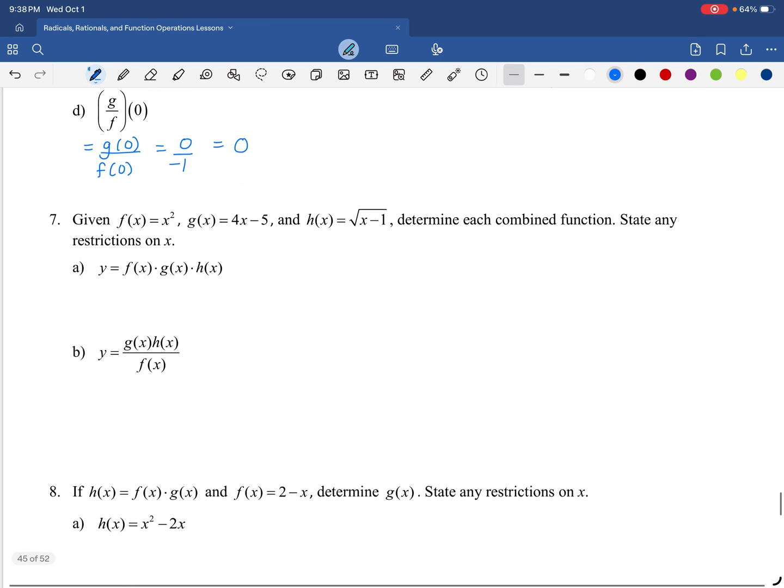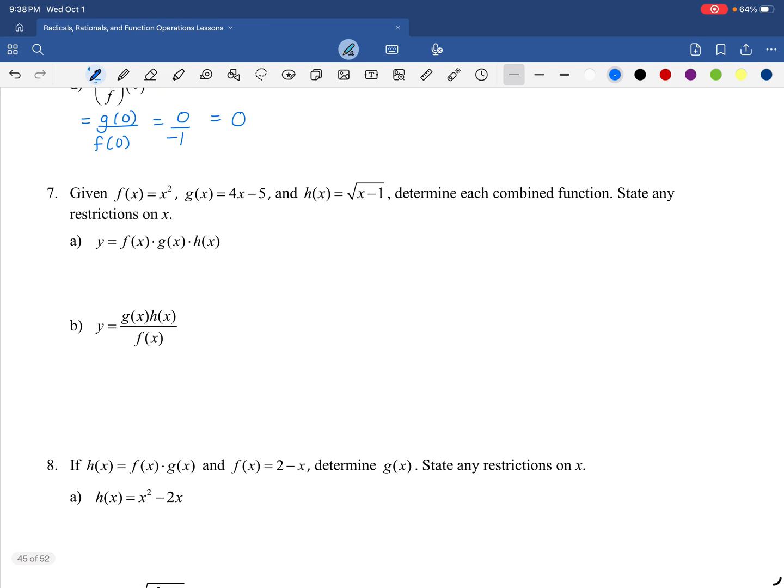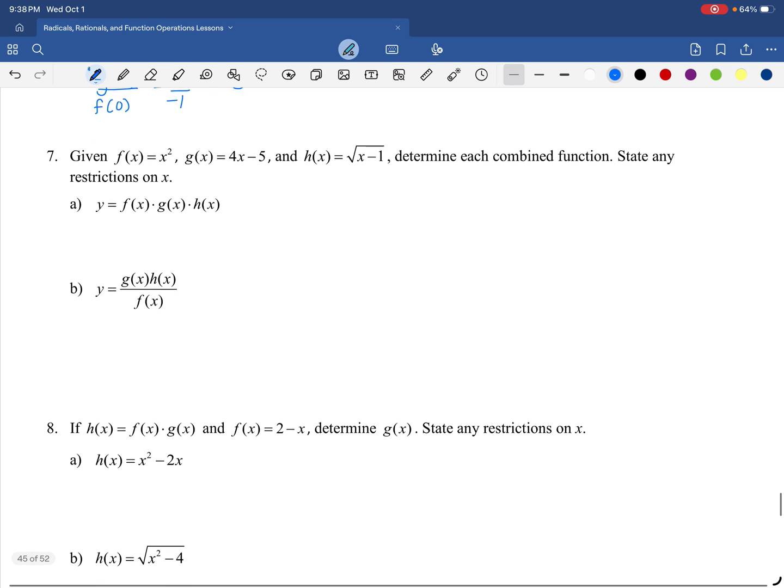So this one is just asking us to determine the combined function. So it looks like we're combining 3 things together. f is the quadratic, g is a linear, h is a radical. We're going to combine them all together into a product, it says, and then we're also going to state any restrictions we notice on x. Okay, so here we go.